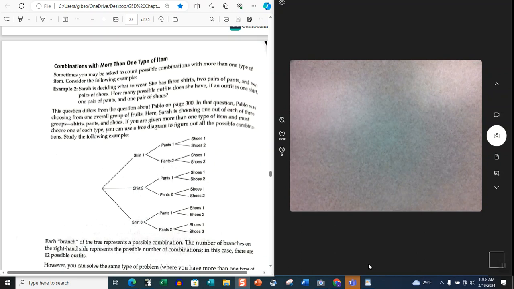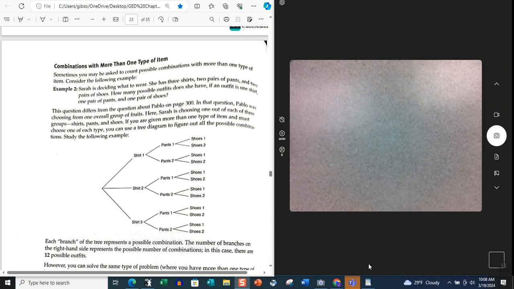The question differs from the questions about Pablo on page 300. In that question, Pablo was choosing from one overall group of fruits. Here, Sarah is choosing one out of each of 3 groups: shirts, pants, and shoes. If you are given more than one type of item and must choose one of each type, you can use a tree diagram to figure out all the possible combinations.